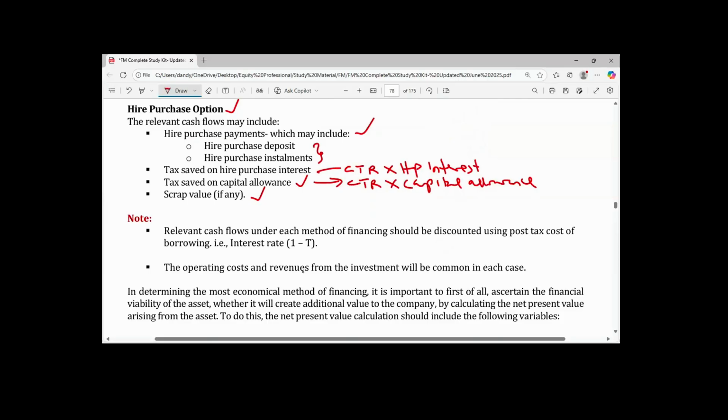I repeat, under hire purchase, there are 5 line items you must consider in your calculation of PV of cost. The first one is hire purchase deposits. The second one is hire purchase installment. The third one is tax saved on hire purchase interest. The fourth line item is tax saved on capital allowance. Then the last one is scrap value. You only consider scrap value if you are given. If not, just ignore it.